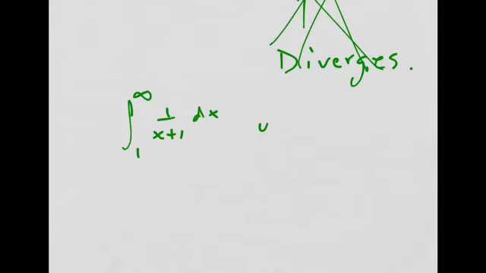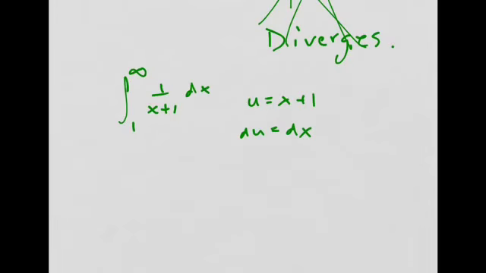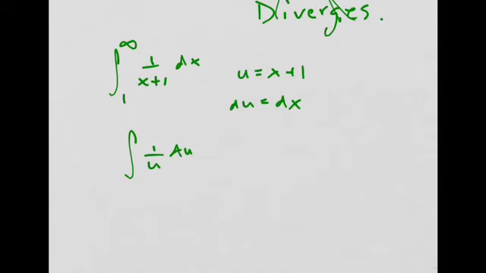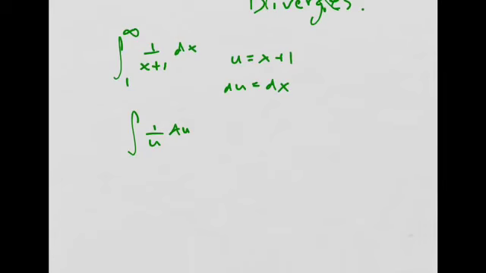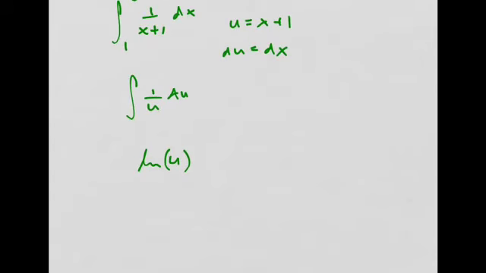That's great. Because u will equal x plus 1, and du equals dx. And then I have just 1 over u, du. I'll get rid of the limits of integration. I'll put it back later. So that's the natural log of u. I don't need the absolute value because I'm only going from 1 to infinity. And that's just the natural log of x plus 1 going from 1 to b, limit as b approaches infinity.